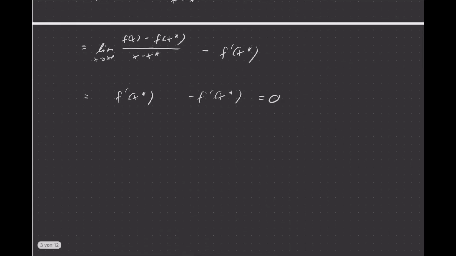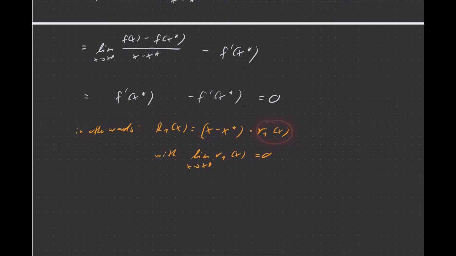In other words, we can express this function R1 of x in the form x minus x star times the function, let's call that also R1, but with a small r, R1 of x. And this function has the property that the limit of R1 of x is 0 as x tends to x star. So if we divide R1 by x minus x star, then this remains and the limit still goes to 0. That is what we want here.